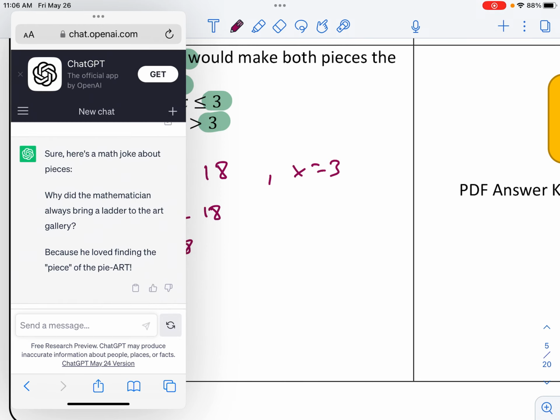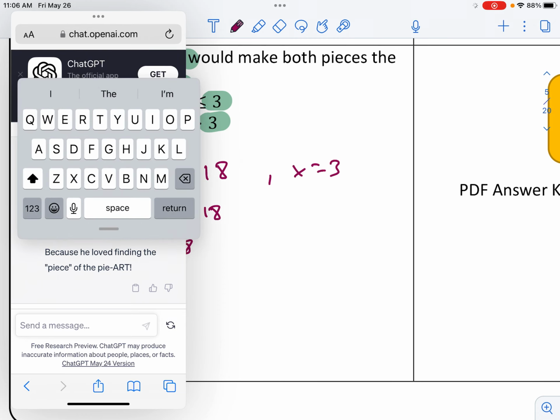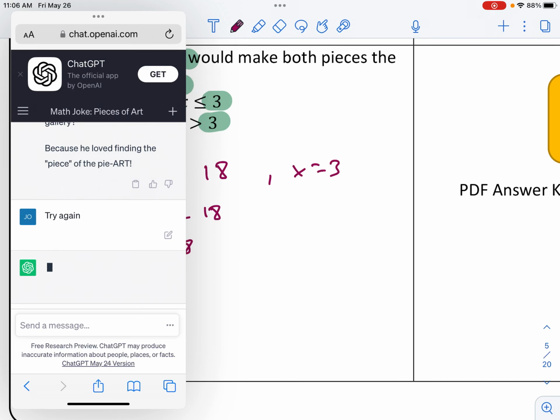Why did the mathematician always bring a ladder to the art gallery? Because he loved finding the piece of the pie art. Oh, that was bad. Okay, ChatGPT, that was a very vague instruction about pieces, but let's try that again.